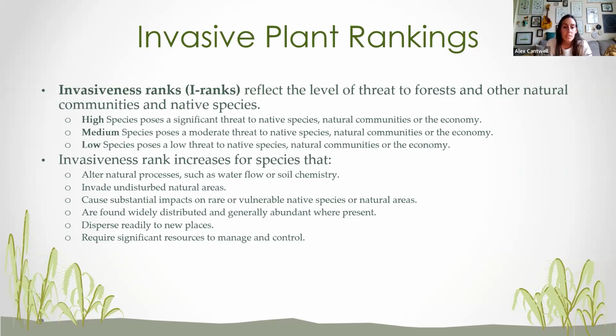And these invasiveness I ranks increase for species that potentially alter natural processes. Again, alter the physical environment, how quickly and intensely they could invade undisturbed natural areas, how we could see them spread in a forested setting. They can cause substantial impacts in rare, vulnerable native species or natural areas. So an invasive plant that is now starting to be seen in an area that is a known habitat for a threatened or vulnerable species, that would jump the I rank up of that invasive plant. Their distribution affects it, how rapidly they disperse and spread, and then the resources that go into controlling it.